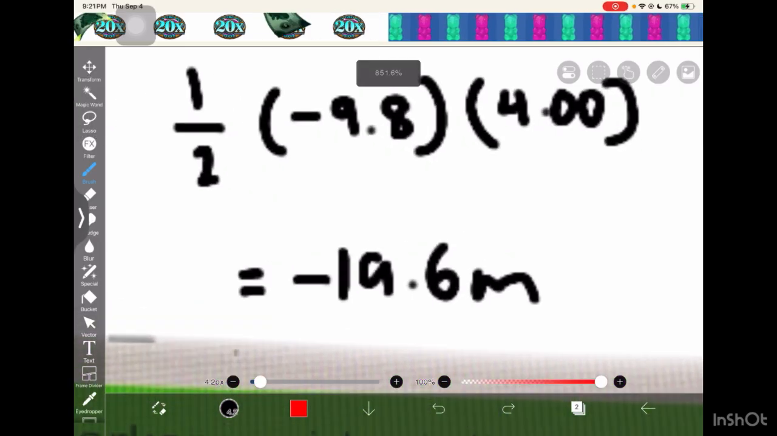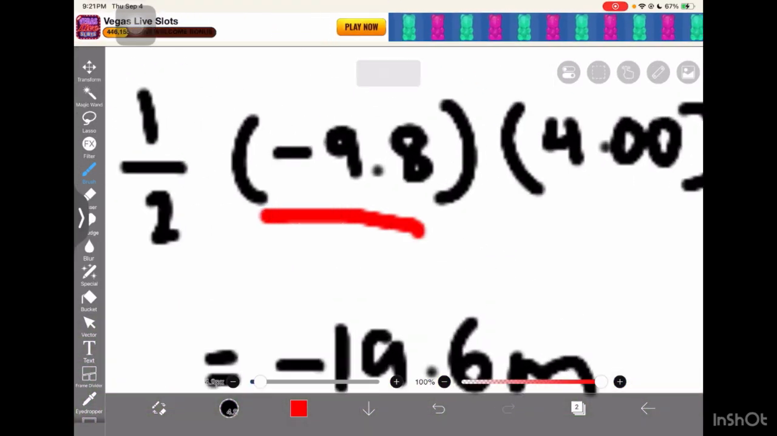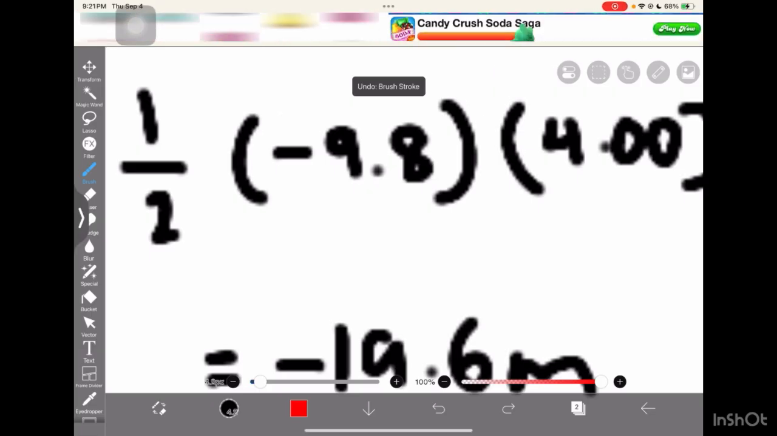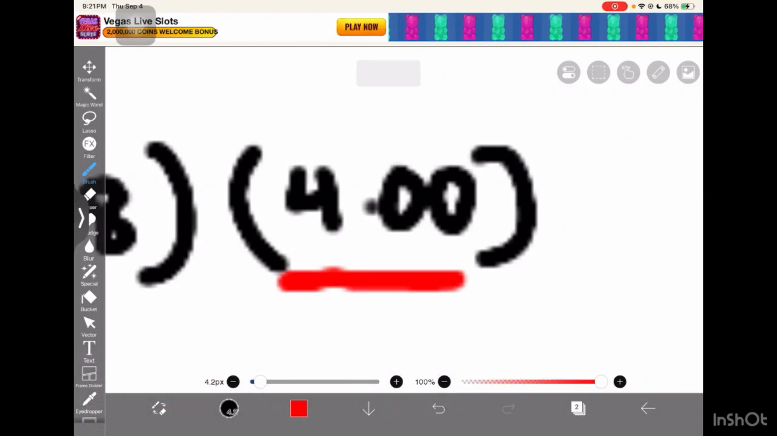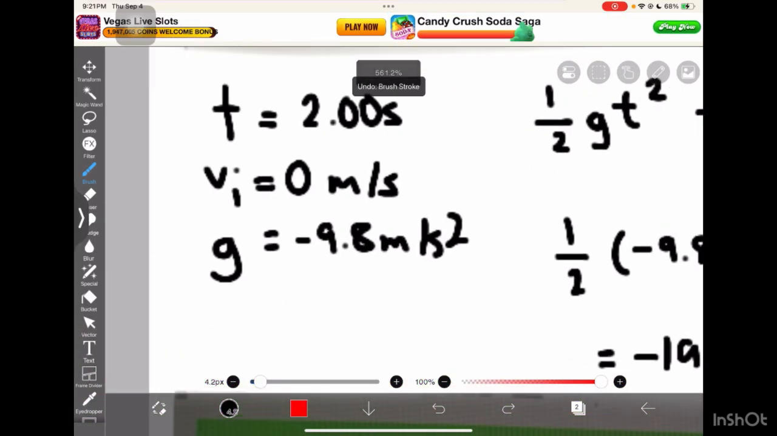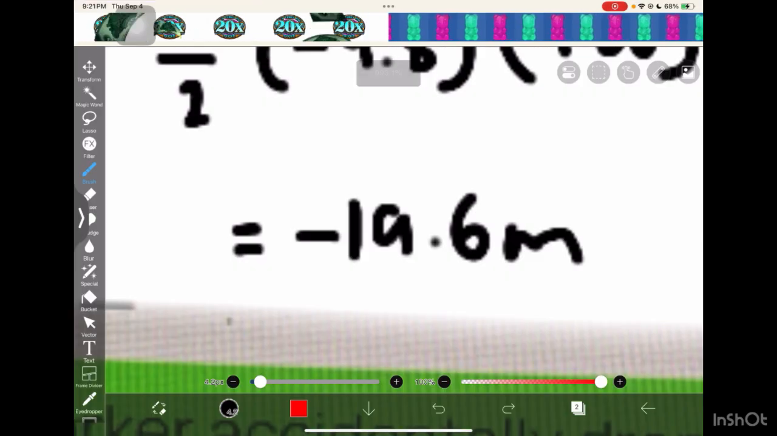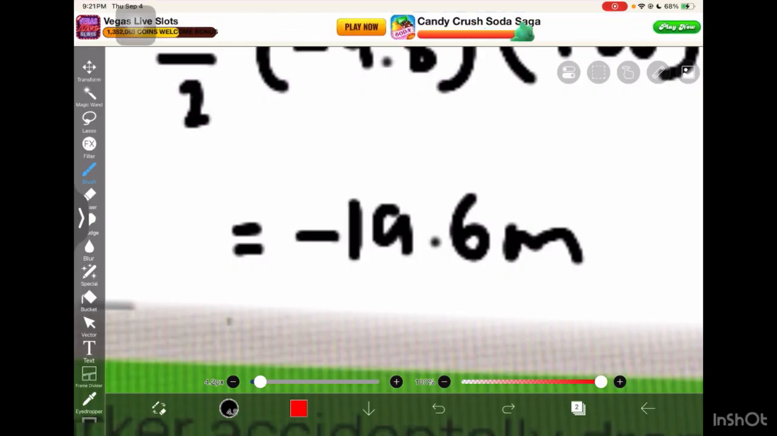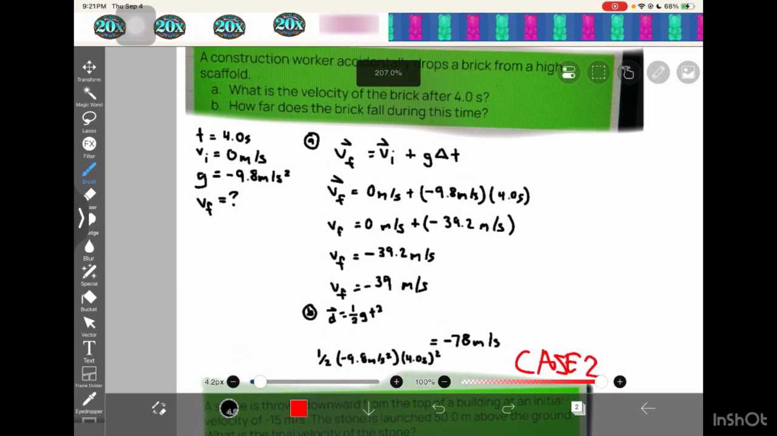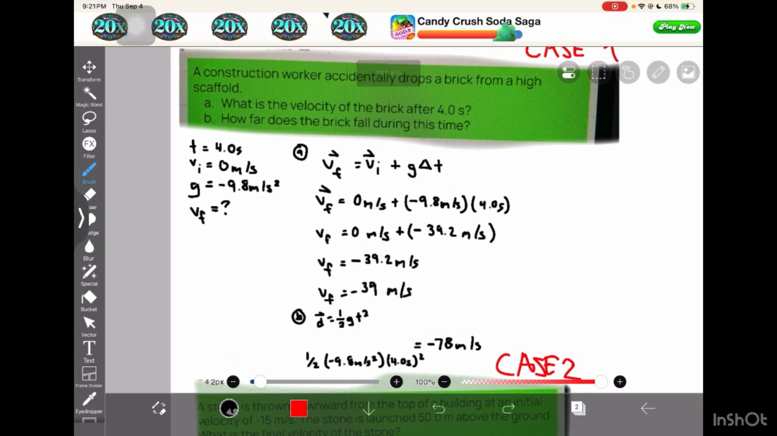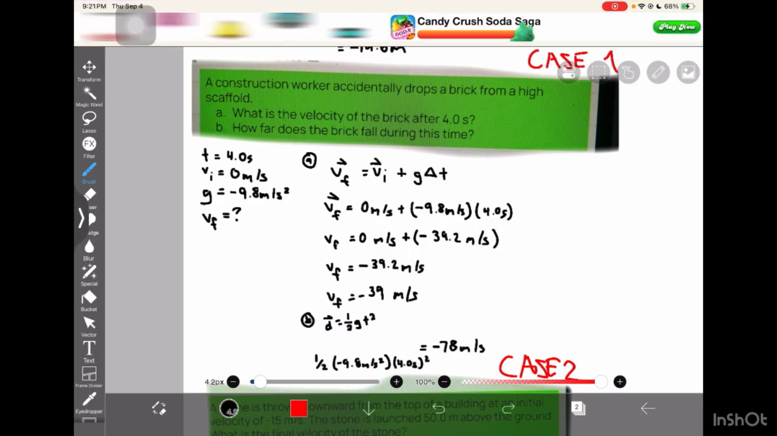But you might be wondering, why did we use 3 SFs? It's because negative 9.8 is a constant and thus is not subject to the significant figure rule. So we only use 2.00 as our basis, which has 3 SFs. Therefore, negative 19.6 meters is our answer. Now that you know case 1, you're free to explore this one.